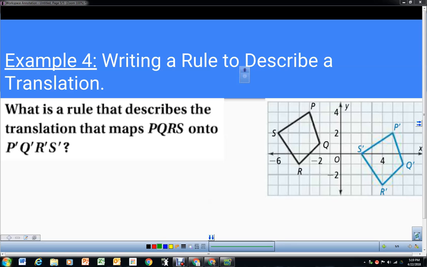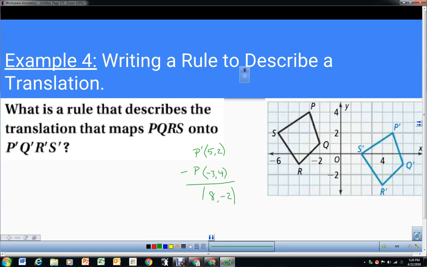So if they didn't give you a picture, what you're going to do is pick 2 points. So we picked P and P prime. And what you always want to do is start with the prime one on top. So P prime is located at 5 and 2. And then we take P, which is located at negative 3 and positive 4. So what you want to do is subtract these points here. So you do 5 minus negative 3, which becomes a positive 8. Negative minus a negative gives us a positive. And 2 minus 4, which is going to be negative 2. So we're basically subtracting these 2 points. So this is your rule.